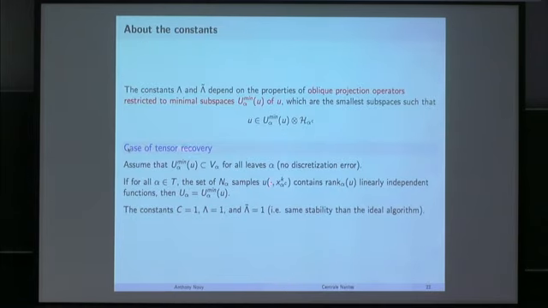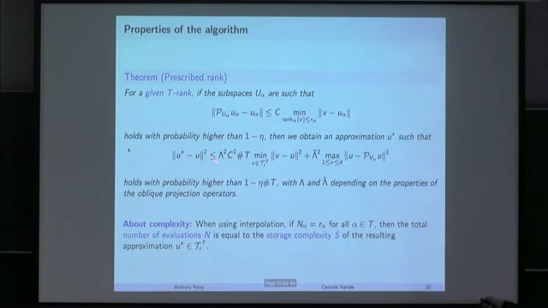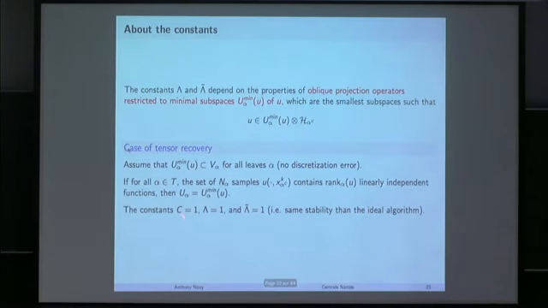What you can show is that in the case of tensor recovery, which means you have introduced approximation spaces on the leaves that are able to represent your tensor, so you have no discretization error, plus the samples of the function you take here to estimate the PCA produce linearly independent functions, then in this situation you can show that the space you have will be exactly equal to the minimal subspace of U, and you can prove that all the constants you have seen in this error bound are equal to 1.